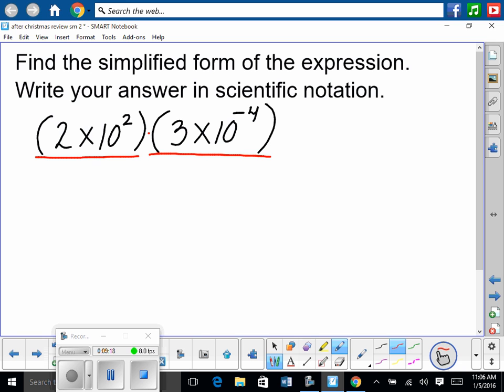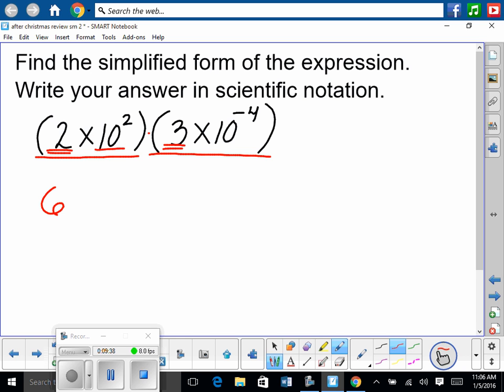With scientific notation, it's the only time we'll use a times sign instead of a dot. Okay, so 2 times 10 to the second times 3 times 10 to the -4. Since we need to write our answer in scientific notation, this is the easiest way of doing it. We can reorder this in any order. 2 times 3 is 6.